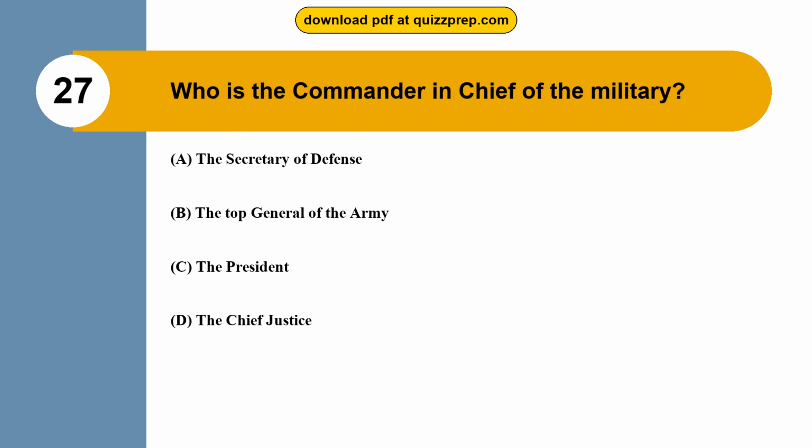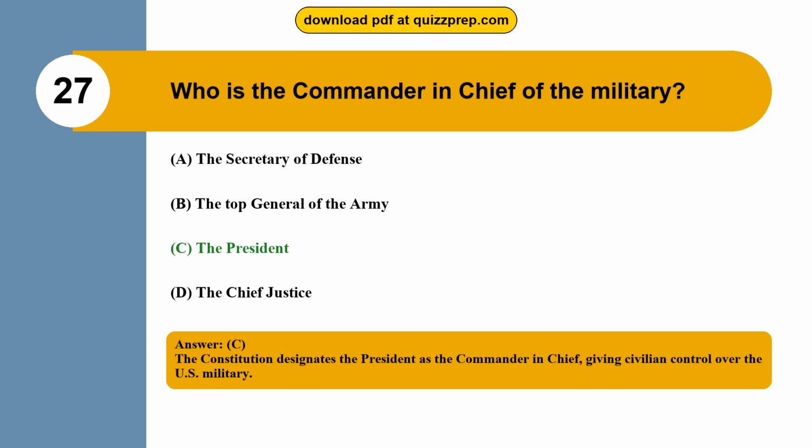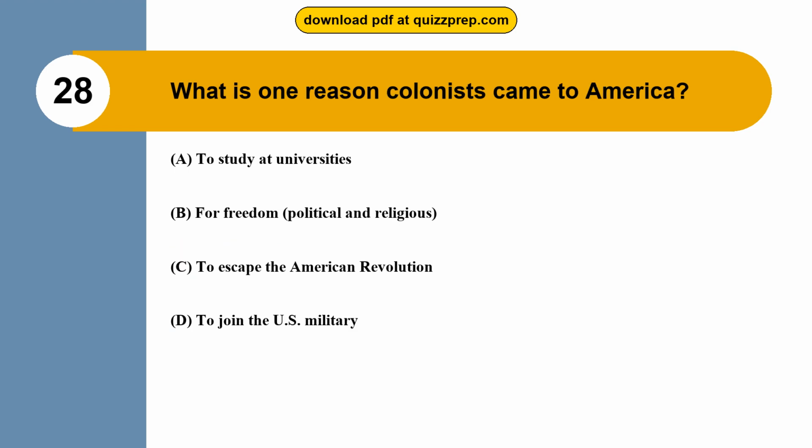Question 27. Who is the Commander-in-Chief of the military? Option A, the Secretary of Defense. Option B, the Top General of the Army. Option C, the President. Option D, the Chief Justice. The correct answer is option C, the President. The Constitution designates the President as the Commander-in-Chief, giving civilian control over the U.S. military.